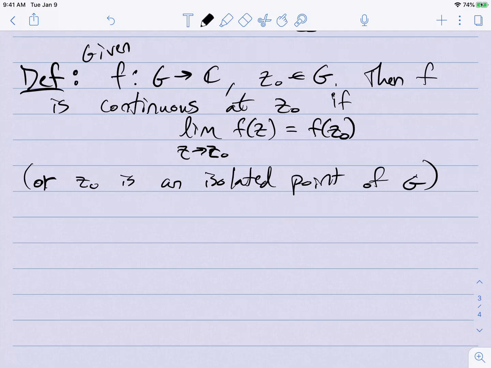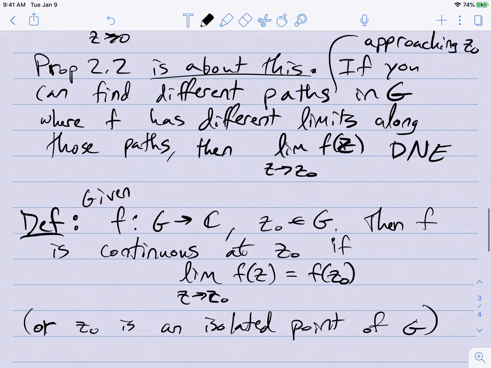Okay. There's a little bit more in the book, basically a bunch of the usual theorems about limits and about continuity. For instance, the limit of the sum of two functions is going to be the sum of the limits, things like that. But I'll leave those to you to read on your own, and let me know if you have any questions.